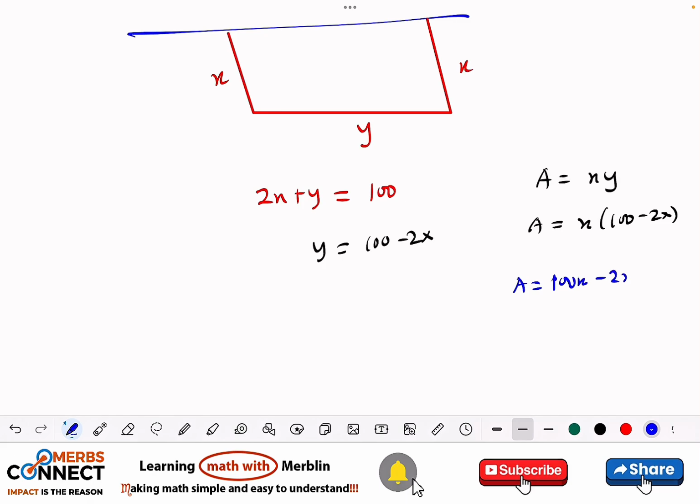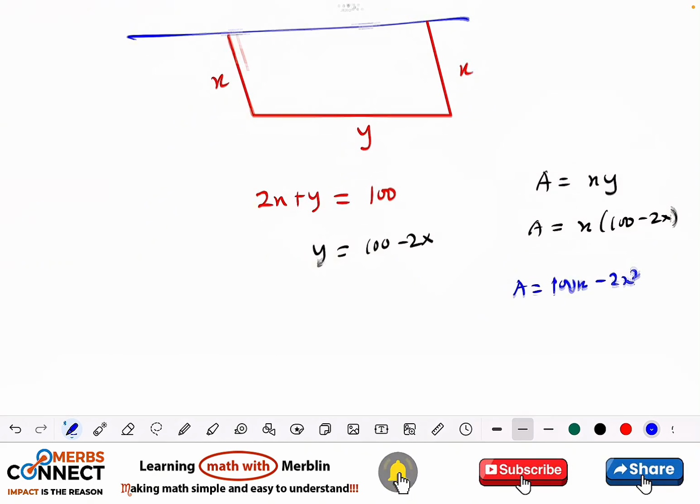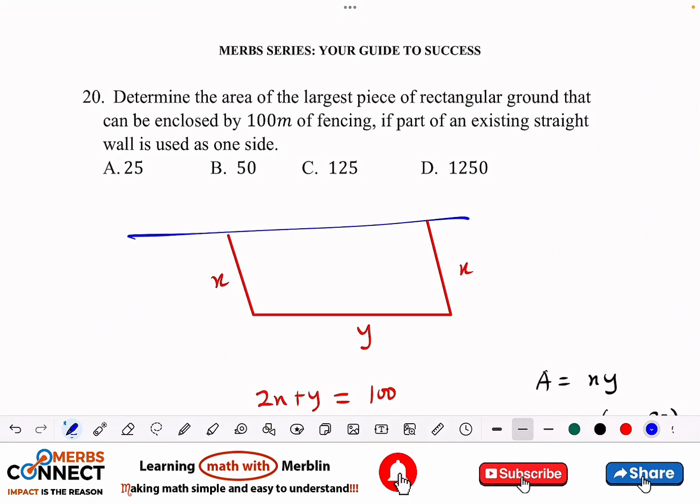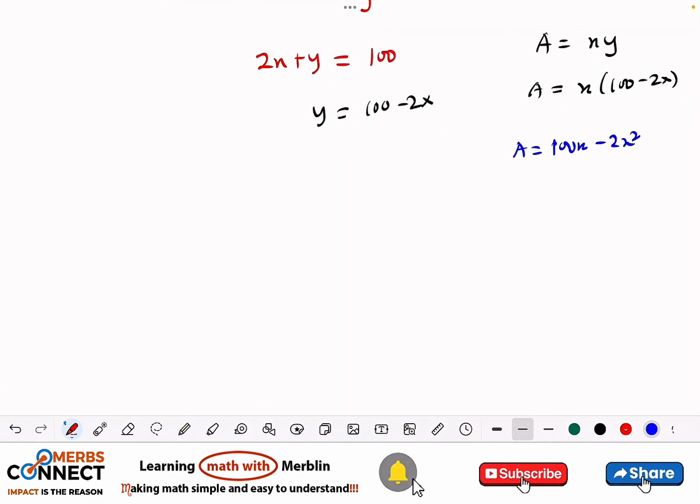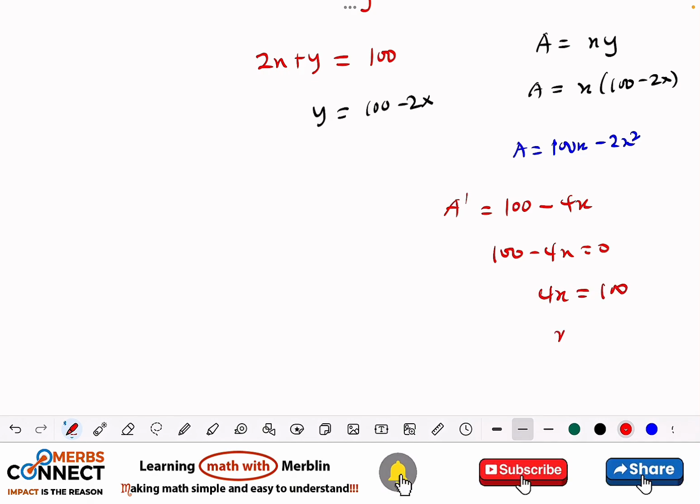100x minus 2x squared. Now, since we want to find the largest area, it's like we want to find the maximum, then we need to find the critical values by differentiating the function and finding the critical values. So when I differentiate 100x, I get 100, minus when I differentiate 2x squared, I get 4x. So 100 minus 4x should be equal to 0. 4x is equal to 100. And guess what? X should be equal to 25.